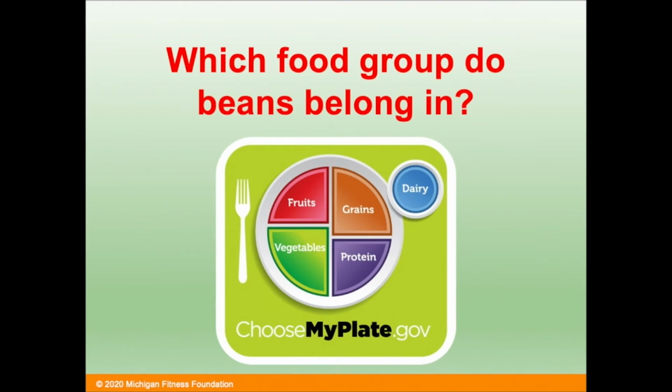Beans can belong to the vegetable and the protein section. Dry beans, like we saw in our activity, are usually put into the protein section because they have a lot of protein and nutrients that help our bodies grow big and strong. Beans like green beans are usually put into the vegetable section because they have more nutrients that are similar to other vegetables like onion and zucchini.